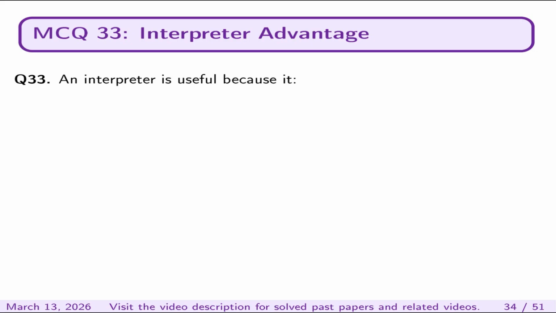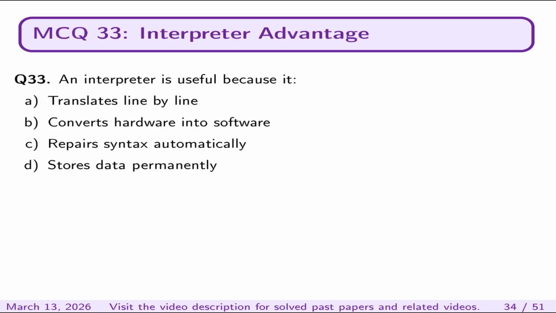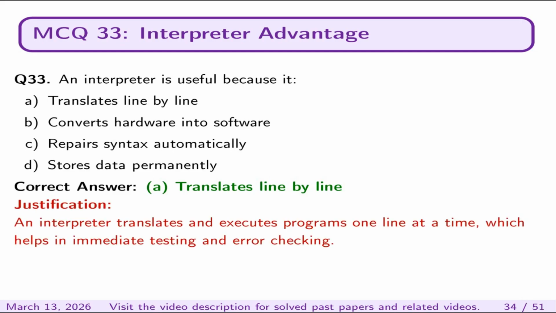Question number 33. An interpreter is useful because it: translates line by line, converts hardware into software, repairs syntax automatically, stores data permanently? The correct option is translate line by line. An interpreter translates and executes a program one line at a time, which helps in immediate testing and error checking.